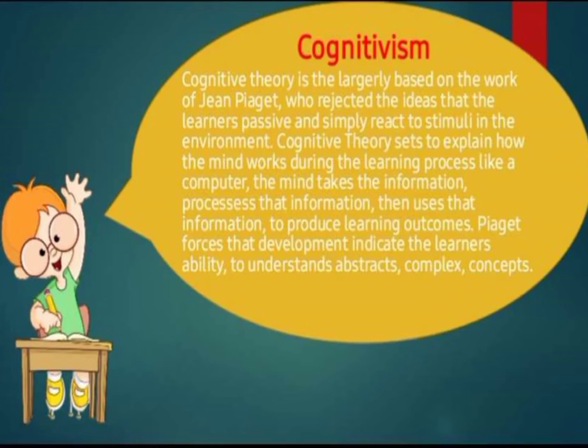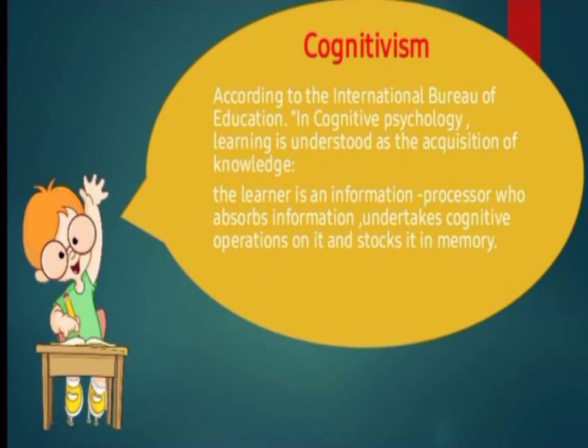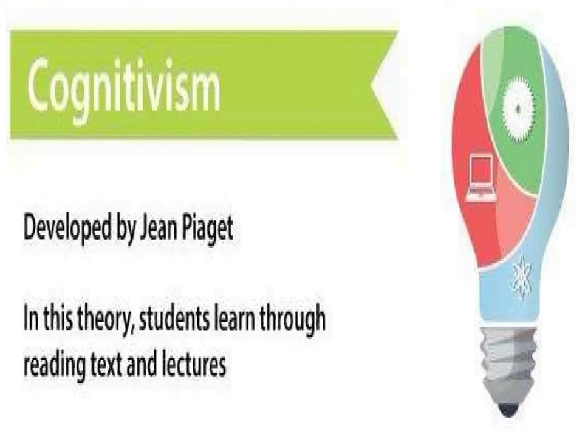According to the International Bureau of Education, in cognitive psychology, learning is understood as the acquisition of knowledge. The learner is an information processor who absorbs the information, undertakes cognitive operations on it, and stocks it in memory.